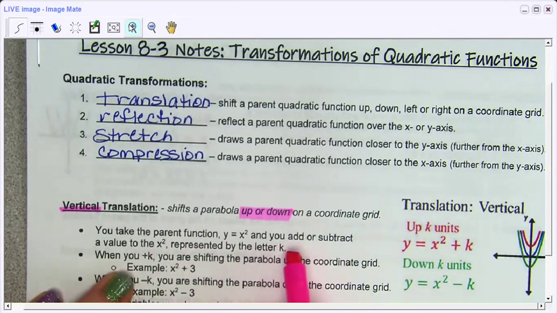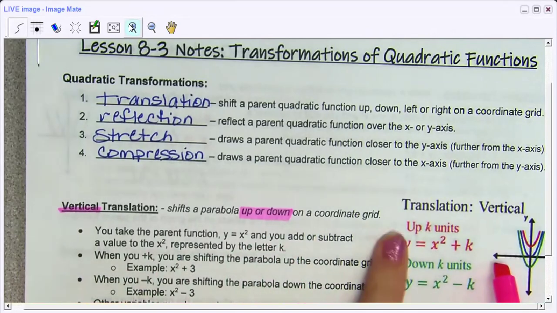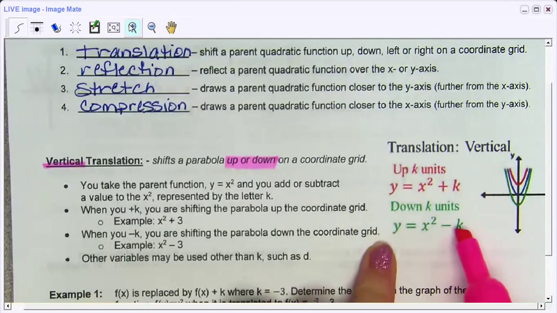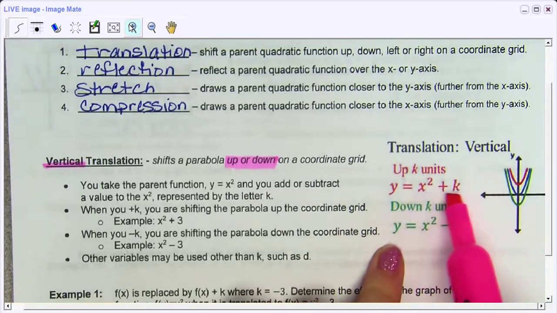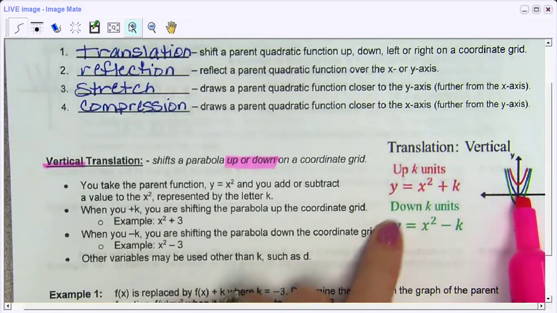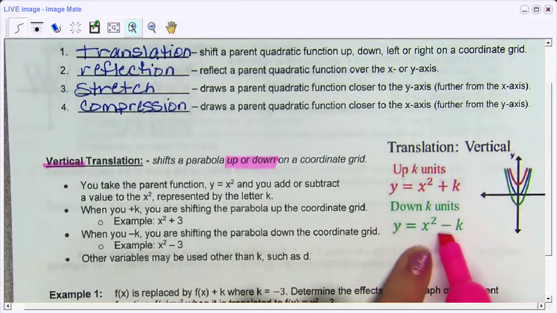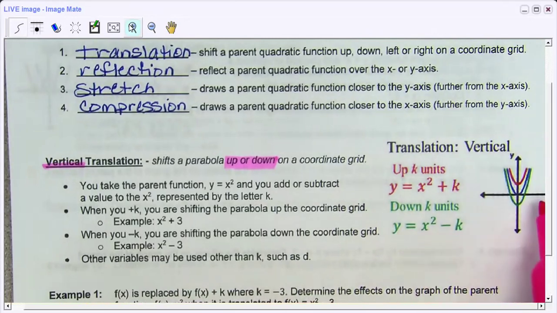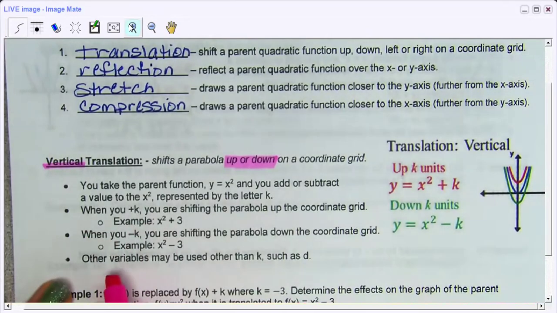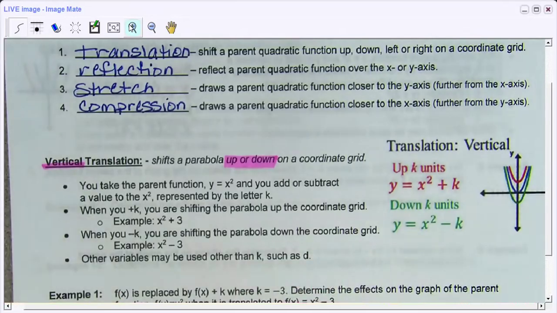It's represented by the letter k. So here are your equations. Y equals x squared plus k, meaning that you're going to move the parabola vertically up, or y equals x squared minus k, meaning that you're going to move the parabola vertically down. Other variables may be used other than k, such as d. If you're researching this online, sometimes it says d, sometimes it says k. For what we're doing today, it's going to be k.